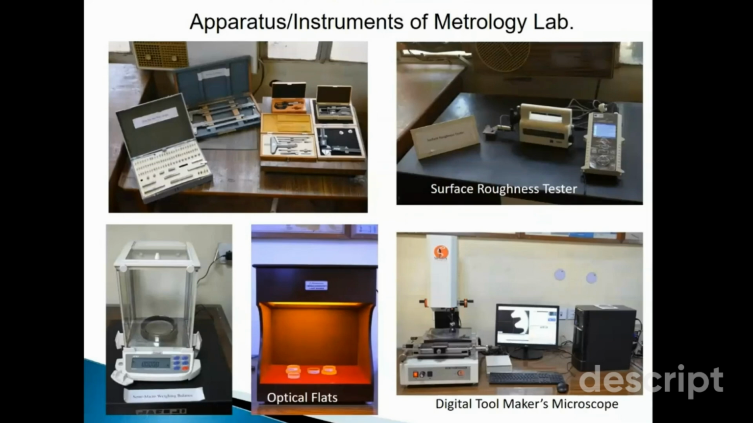Whenever you look at these optical flats placed on some object, you can see fringes, optical fringes, some vertical lines over it, which give you a direct measurement of the flatness of the object. We will discuss all the details in its particular experiment.